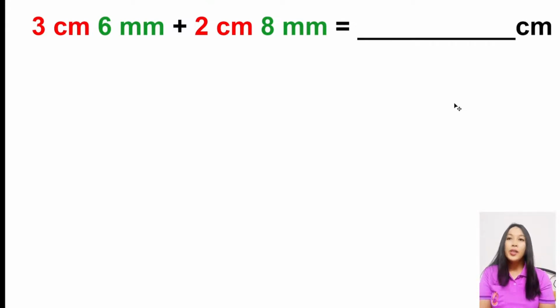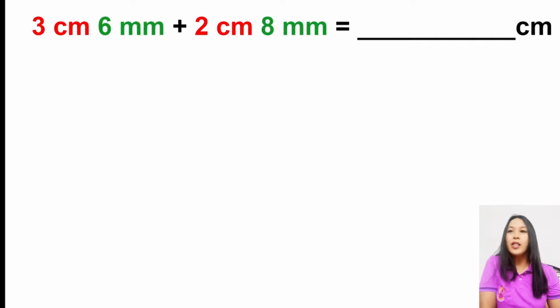Okay, so we are now going to add different measurements from each other. Now, on your screen, we are asked to add 3 centimeters and 6 millimeters plus 2 centimeters and 8 millimeters. We are asked as well to give our answer in centimeters. First thing we have to do is add the two sets of measurements and then we convert them into centimeters.